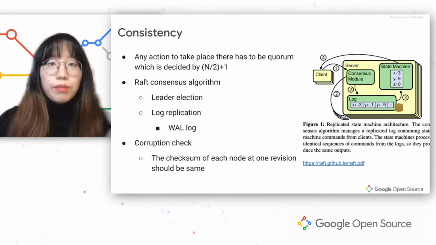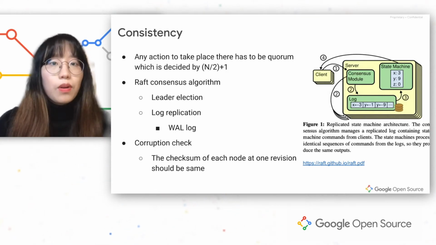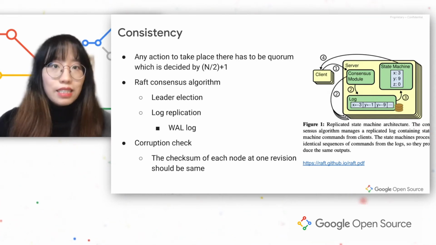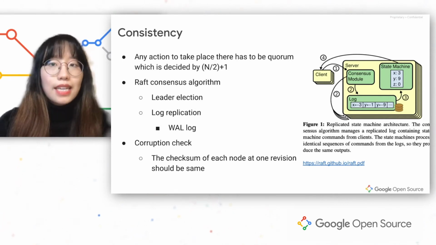Consistency is one of the most important selling points of ICT. So how does ICT ensure strong consistency? The first principle is that any action to take place has to be quorum, which means everything should be decided by the majority of the cluster. If the cluster has 3 members, 2 is the majority, so everything should be agreed among these 2, at least. It is the reason why ICT suggests using an odd-sized cluster.